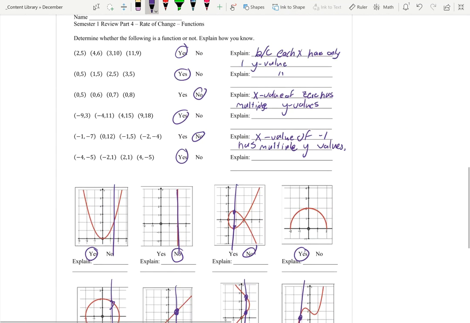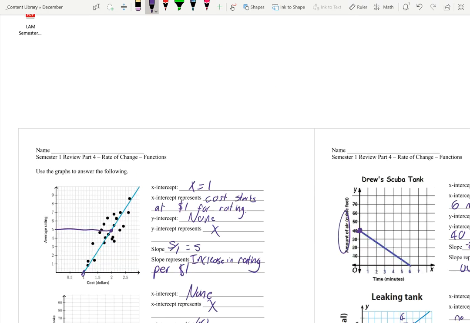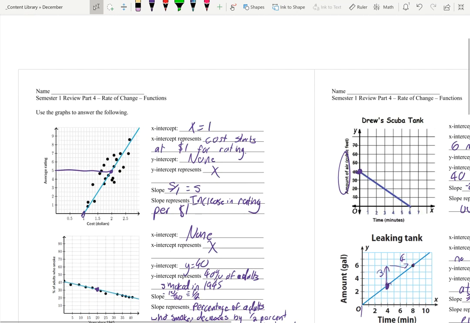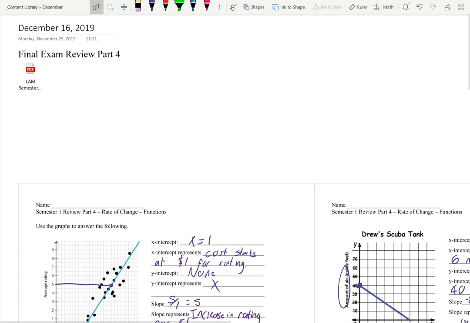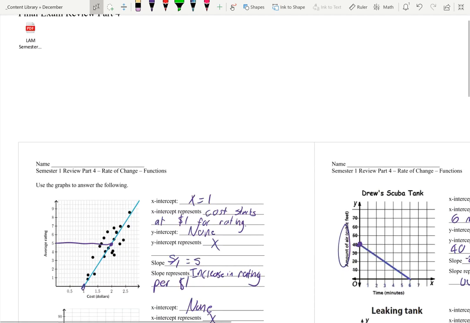So that's the result. That's the review sheet for you. A little shorter, I think, than the other ones, but still very, very important. Make sure you know these. They are some easy questions on the test, for the x and y intercept and determining whether it's a function or not.